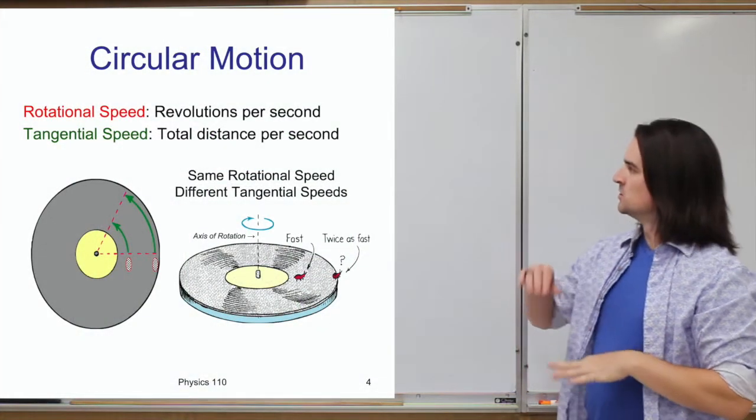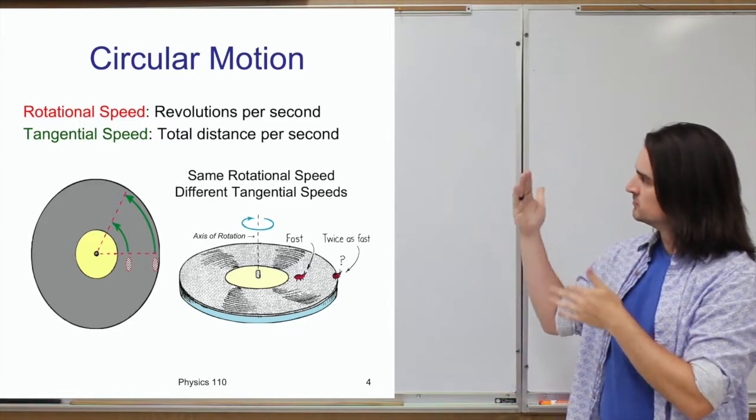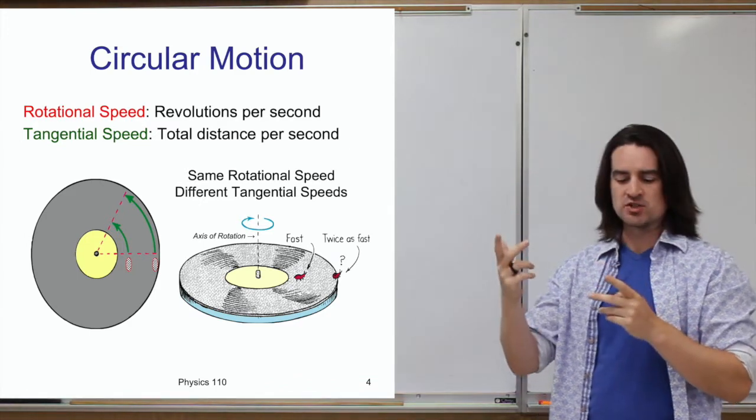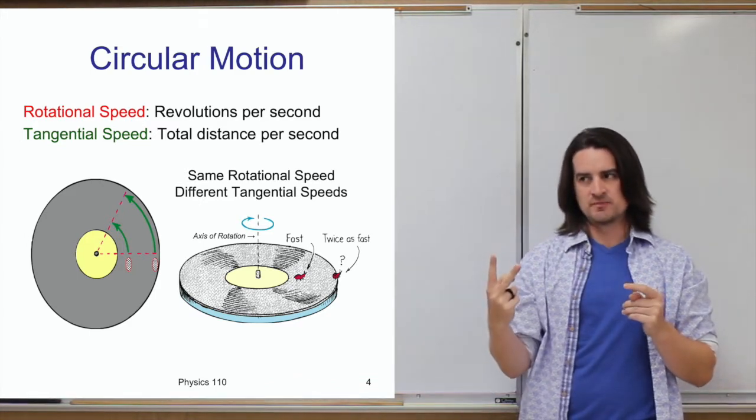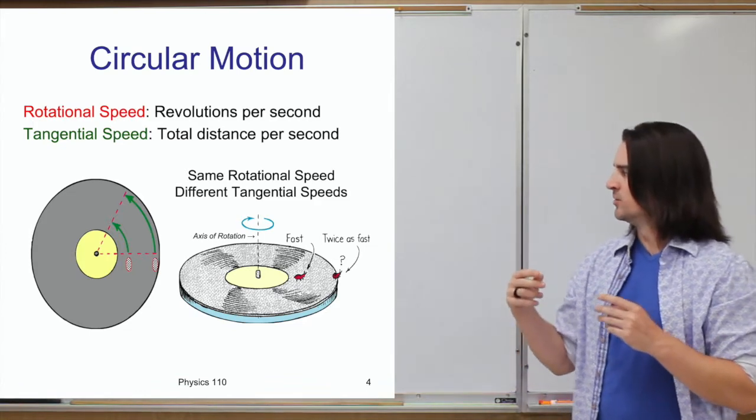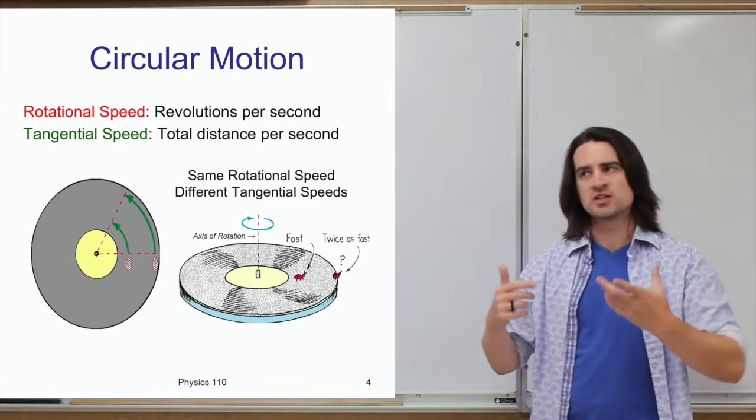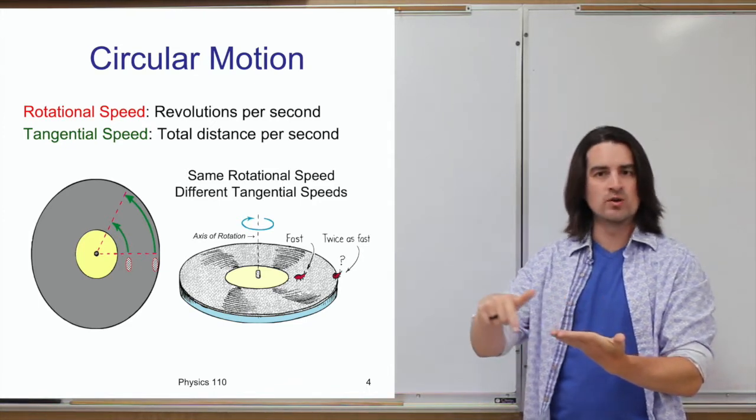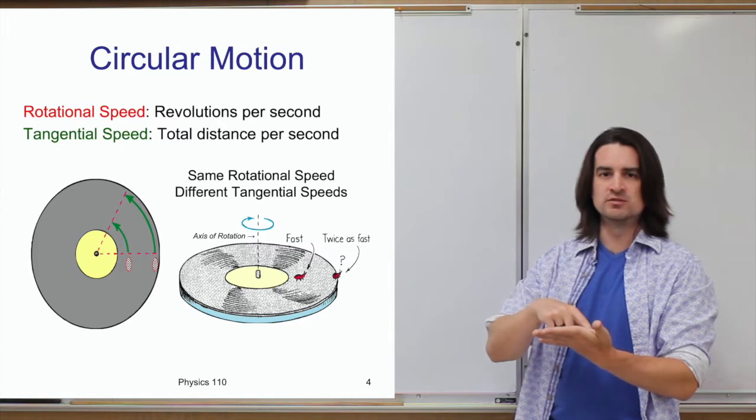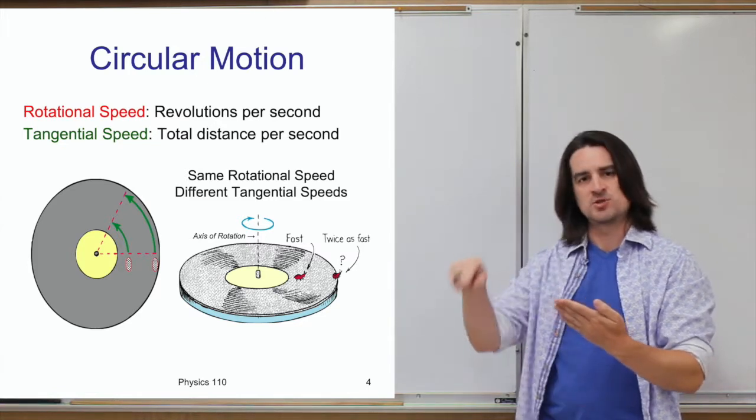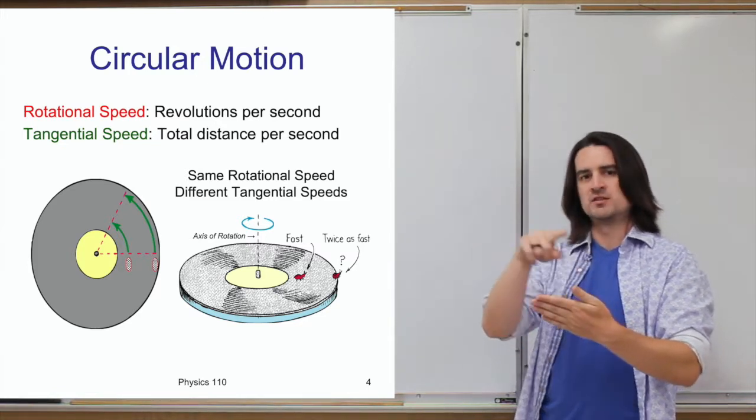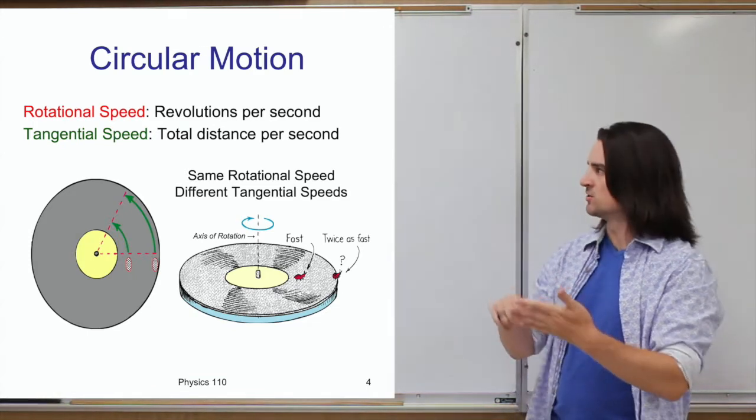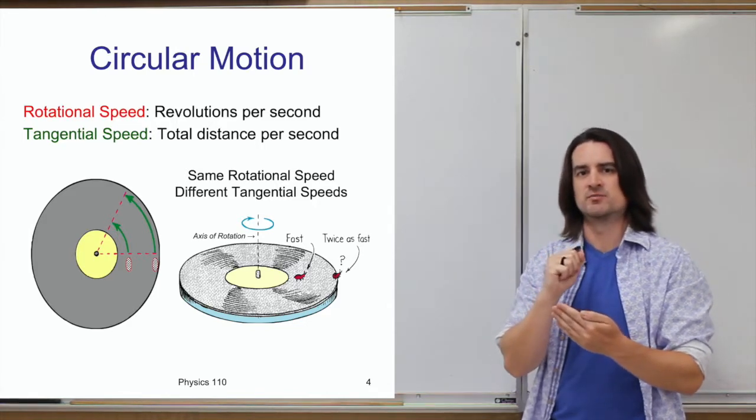Okay, so when we're talking about circular motion or rotational motion, there's actually two kinds of speeds we could talk about. The one kind of speed is just how many times you make a complete revolution around whatever axis you're rotating about, how many times you go around it completely in 1 second. So that would be a rotational speed: how many revolutions you make around that thing per second.